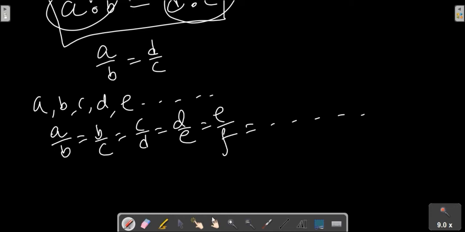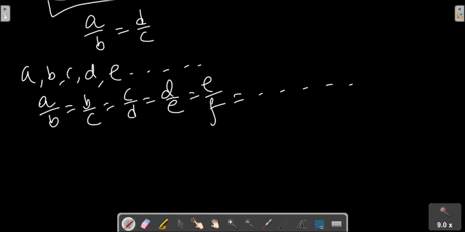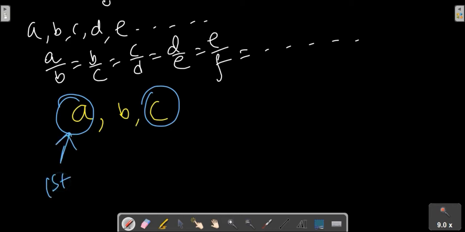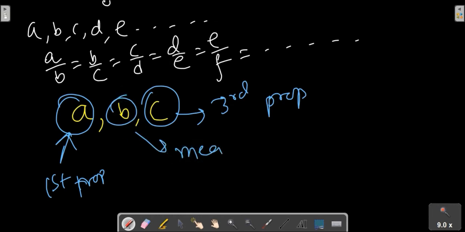Anyway, now suppose there are three numbers which are in proportion, like A, B, C. Here this A is called the first proportion, the C is called the third proportion, and this B is called the mean proportion, as it is in the middle.